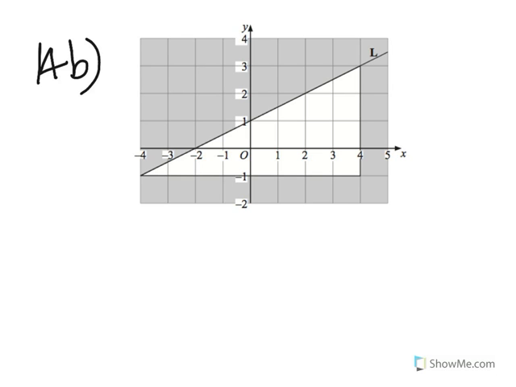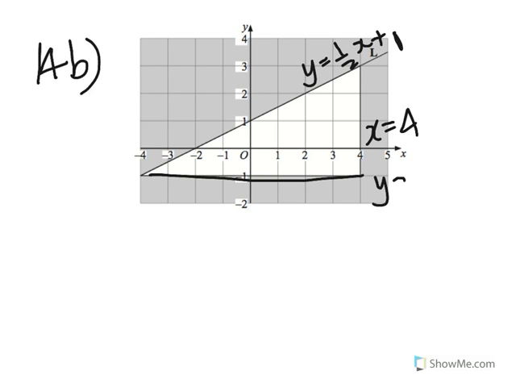All you got to do is, first of all, figure out the lines which are responsible for this. One of them is the line L, which we found the equation for, which is y is equal to half x plus 1. Then this line over here is a straight line, so it's x equal to 4. And this line over here is just y is equal to negative 1.